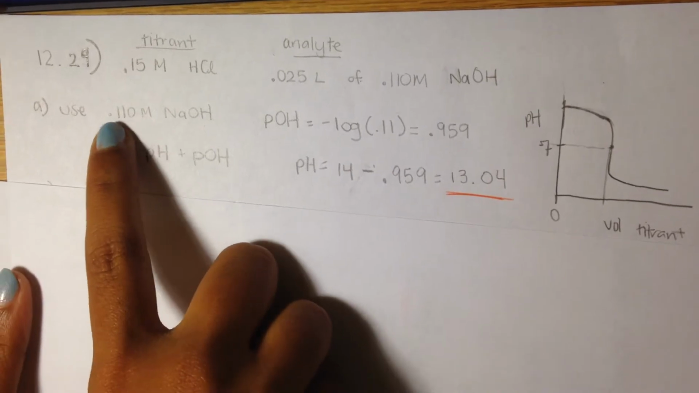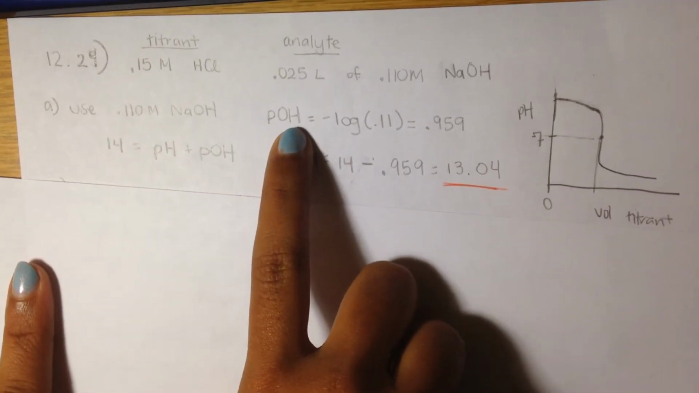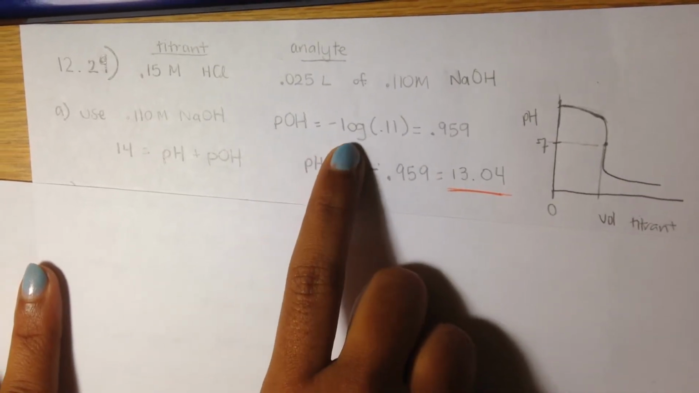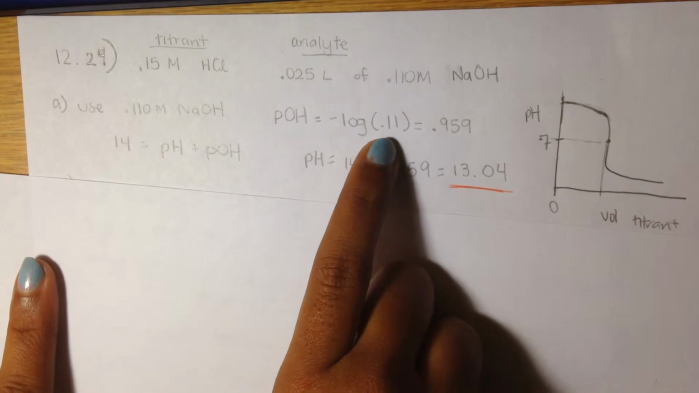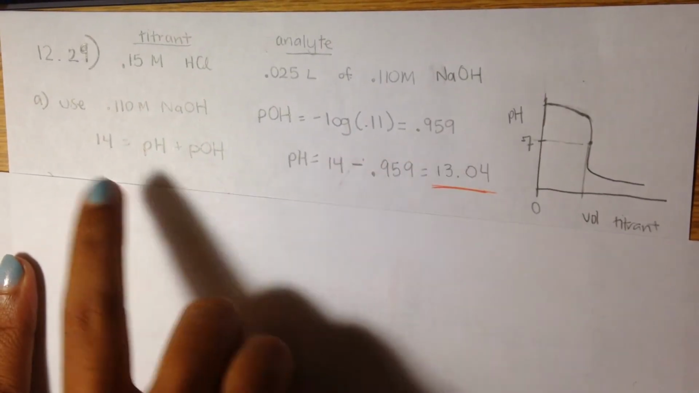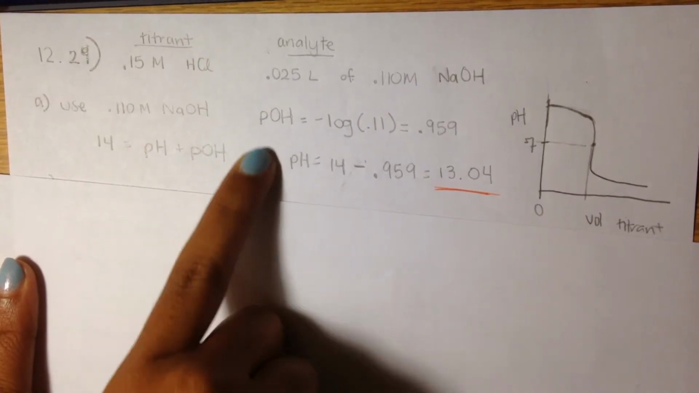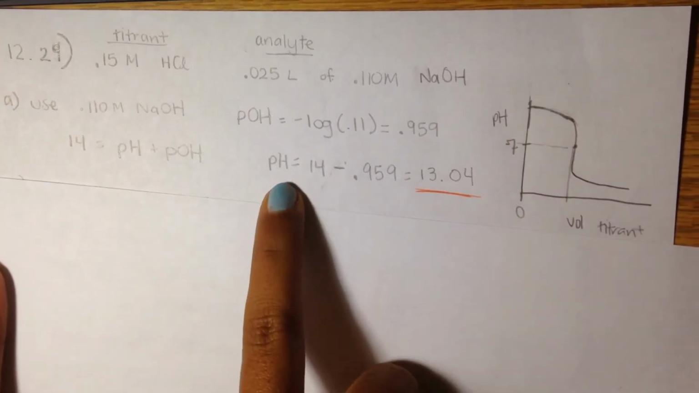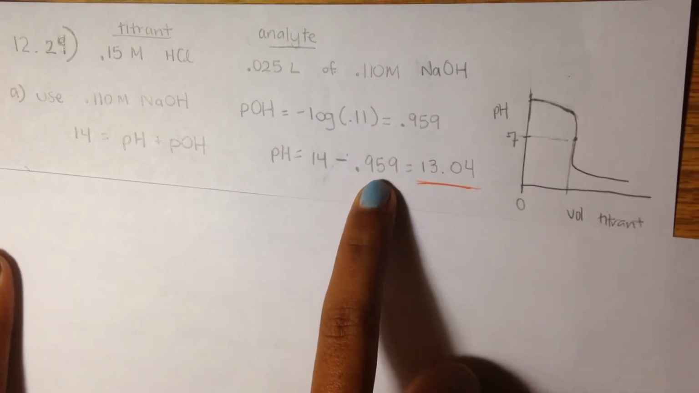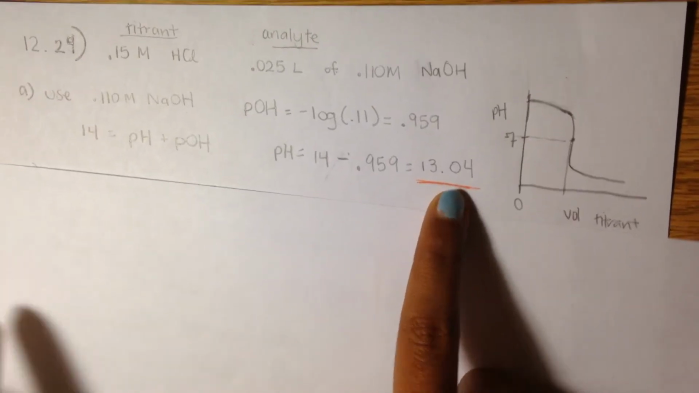You can use this concentration to find the pOH. So that's negative log of 0.11 to get you this number. And then pH plus pOH equals 14, so using this equation you can figure out the pH if you plug in that number that you just got and subtract it from 14. So that's the answer for part A.